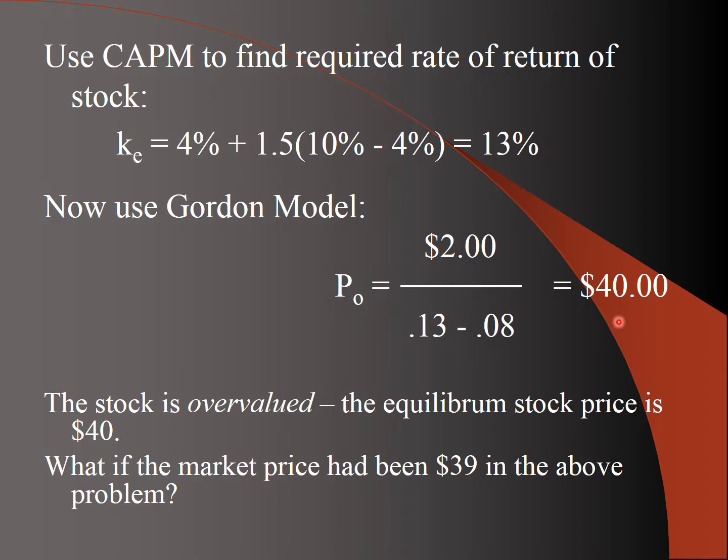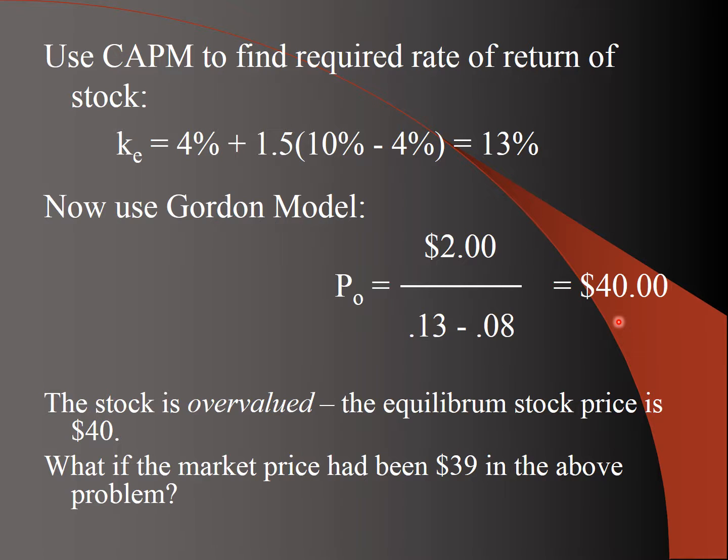If you believe in efficient markets, what's going to happen is very quickly, so fast that you can't profit from it, the market's going to recognize that the stock's overvalued and there's going to be a bit of a sell-off. When that happens, that's going to bring the stock price down, and it should end up at its intrinsic value of about $40 a share.